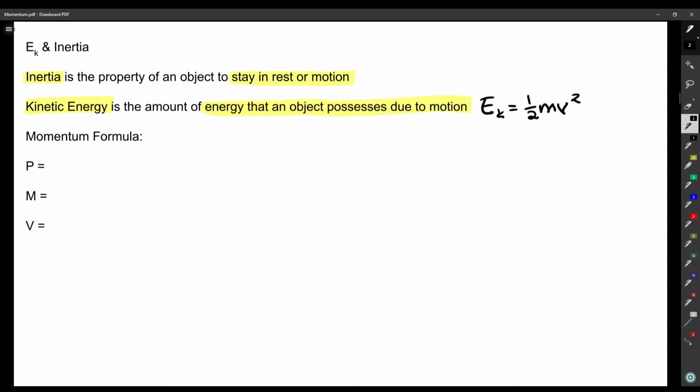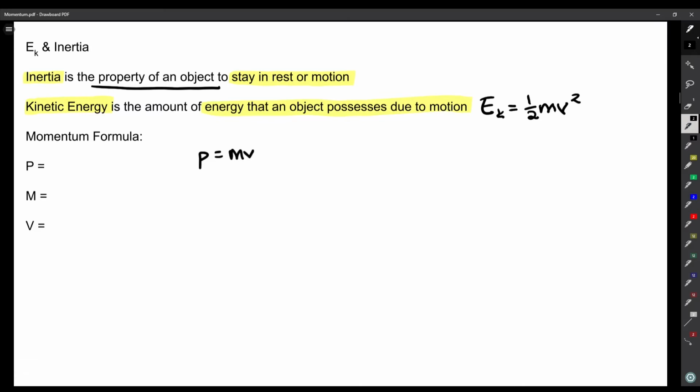Now, inertia is not an actual formula or variable. It's just the property of an object to stay in rest or motion. So momentum is the combination of these two concepts. And what we do for momentum is the formula here. We have P equals mv, and I wrote it all lowercase here. This is what we'll write it mostly as. The text here is uppercase, but they're the same.